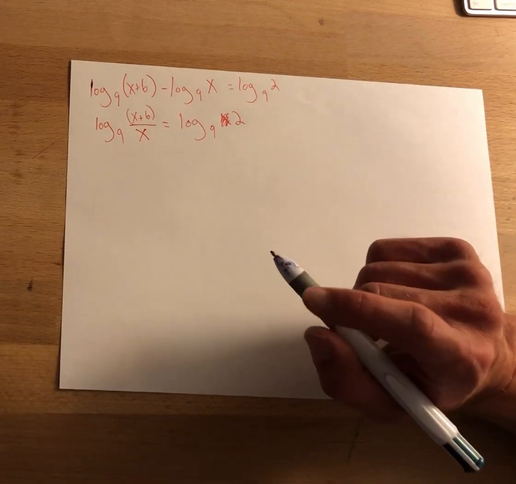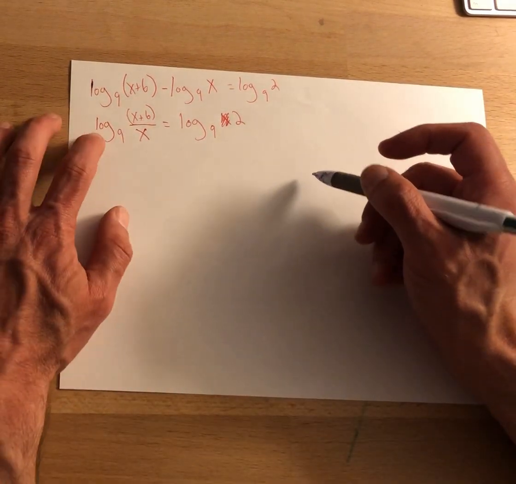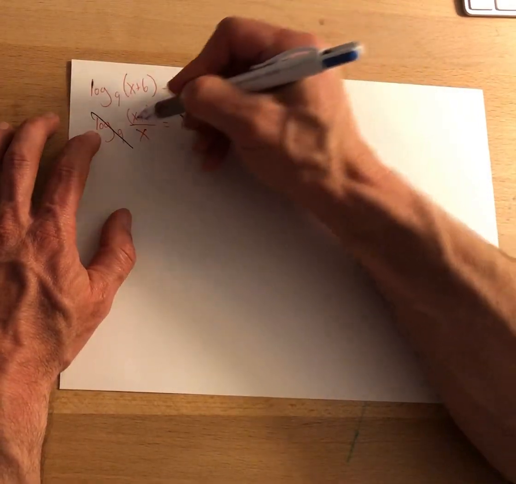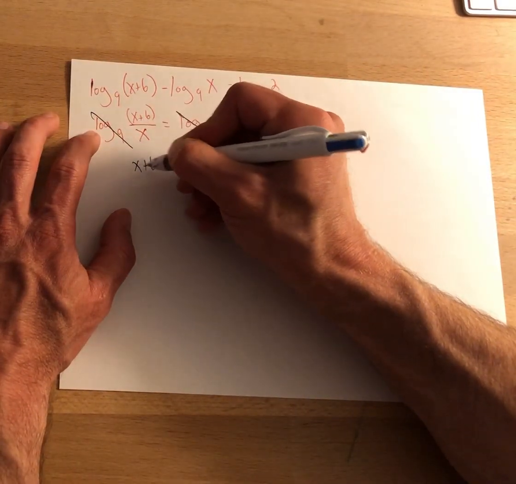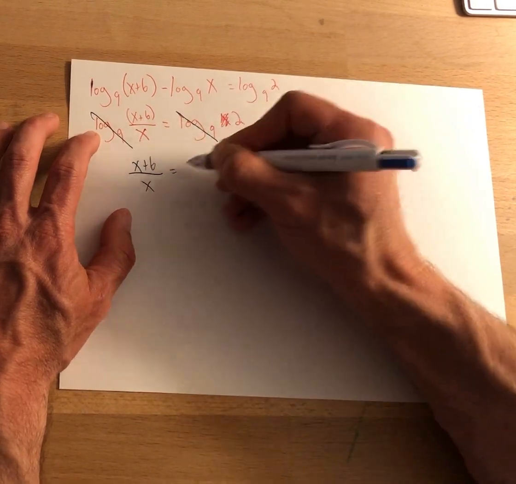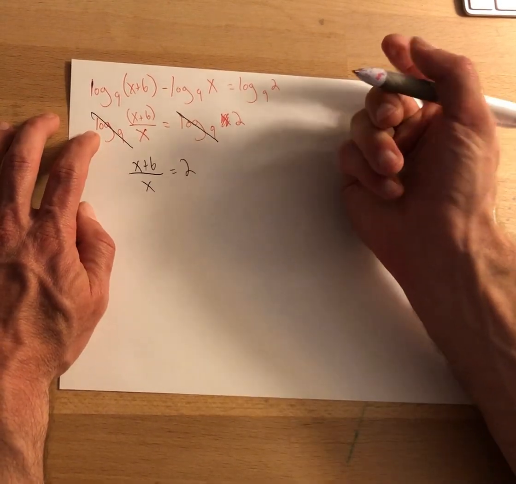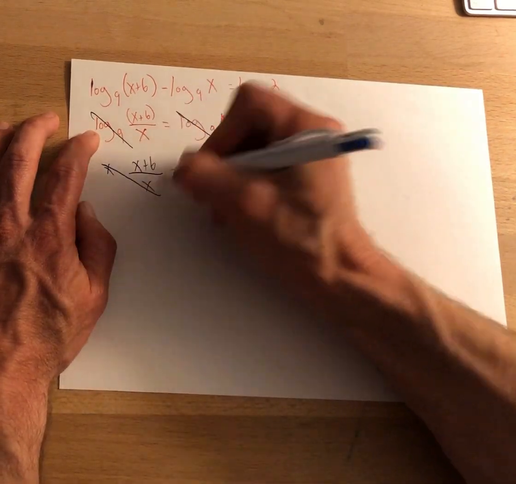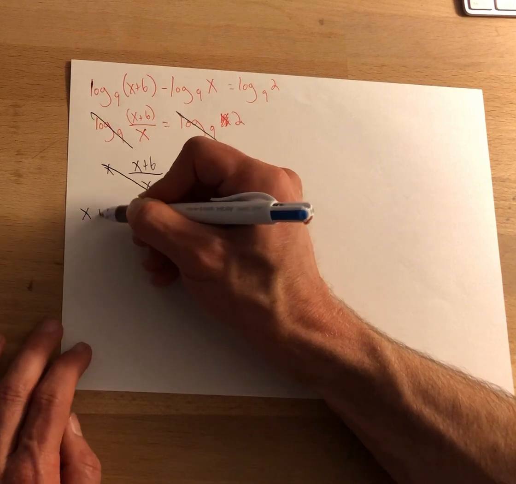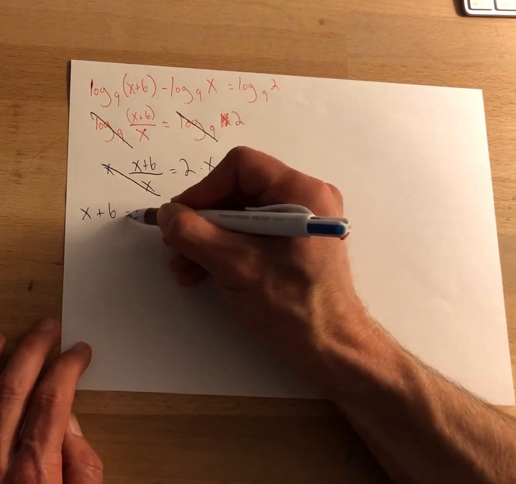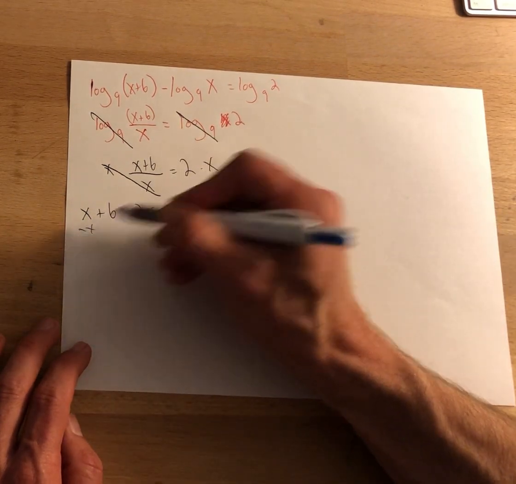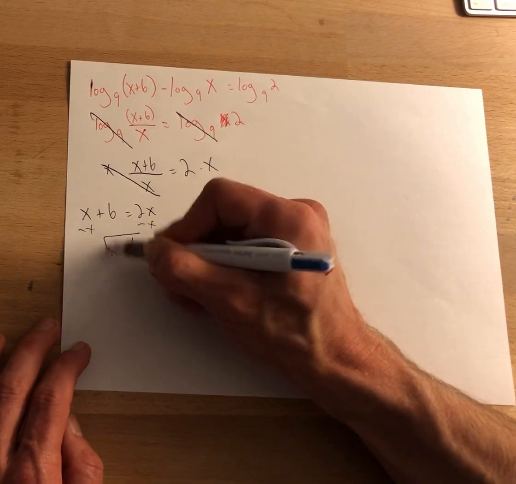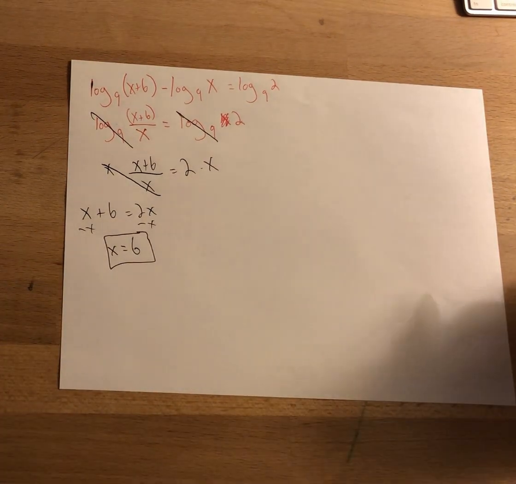Now, what I am noticing is that both of these logs have the same base. So this value, x plus 6 over x, has to equal 2. The way you figure out what that number is, multiply both sides by x to get x plus 6 equals 2x, minus x to get x equals 6. Okay, well, let's see if this is our answer.